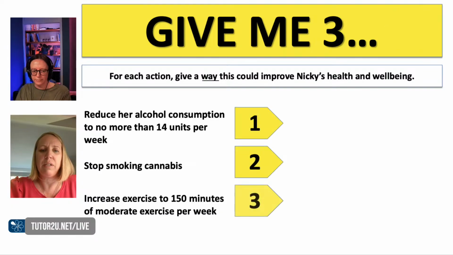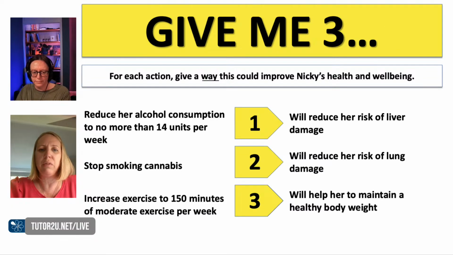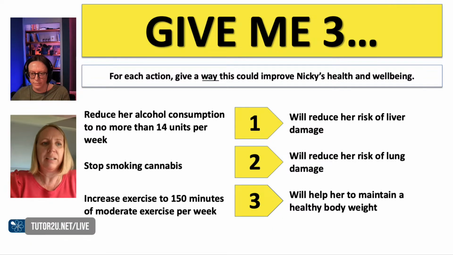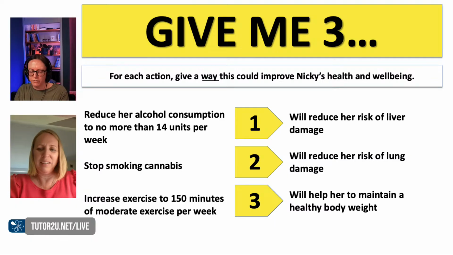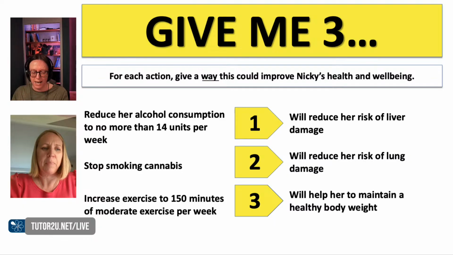Let's have a little look. We should have very similar ones to you pop up on the screen. Reducing alcohol can reduce risk of liver damage. Stopping smoking cannabis can reduce risk of lung damage or lung disease or cancer, actually. And increasing exercise to 150 minutes of moderate exercise will help her to maintain a healthy body weight or BMI. Excellent. Well done. It's worth reminding you that when you do this table in your exam, you need to have 3 unique actions, and each one has to have a relevant and linked unique way. So don't repeat your ways. Make sure that they are unique.